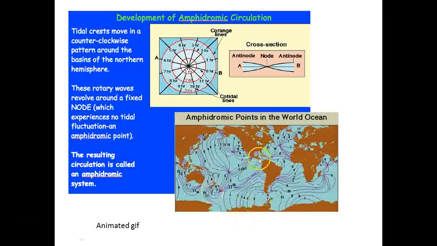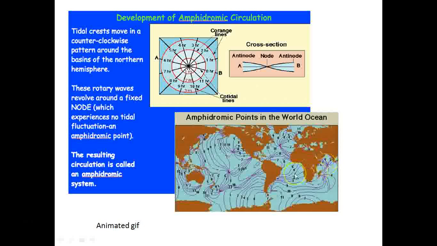So this is showing a number of the amphidromic points in the world ocean, and you can see them at the joining point of the tidal crests. So these are showing the patterns of the tidal crests, but you can see at the kind of center of each, that is where there'd be a no tide point or an amphidromic point.